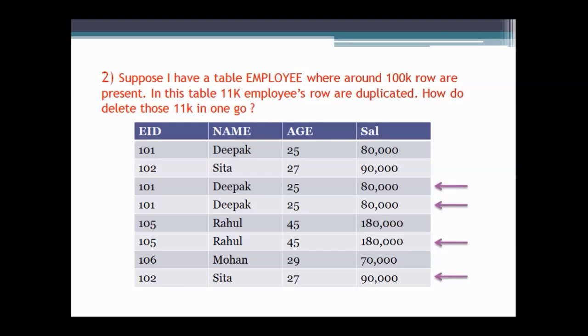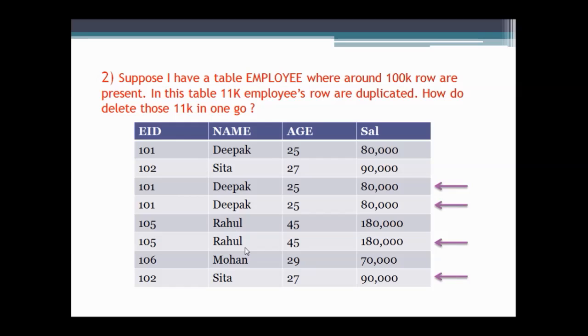In the second question, he asked, suppose I have an employee table where 100k records are there. Now in that table, 11k employee records are duplicate in such a way that we cannot identify them uniquely. So how do I delete all those duplicate employee details, by retaining one record for them and deleting the other duplicate rows?